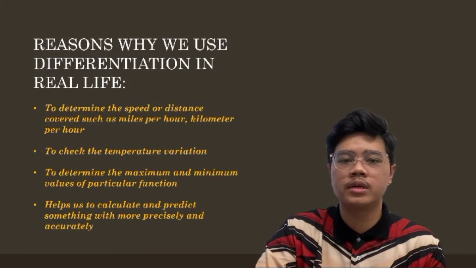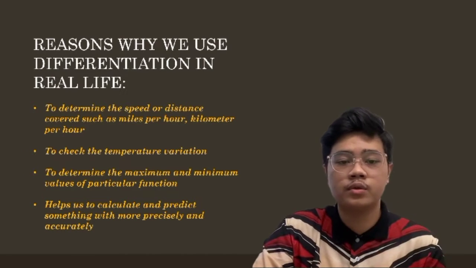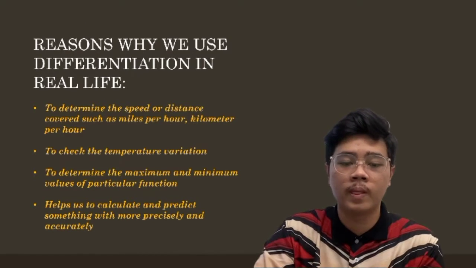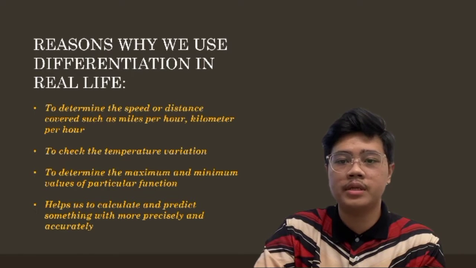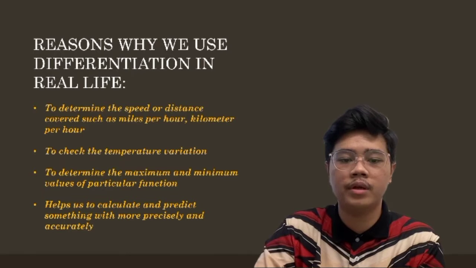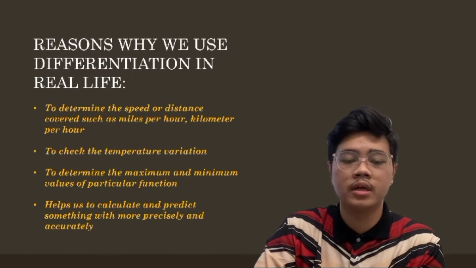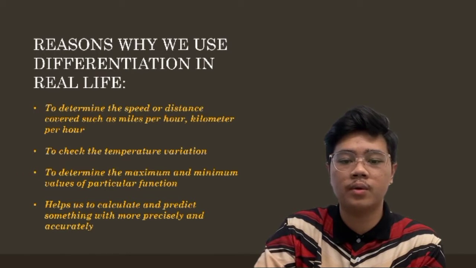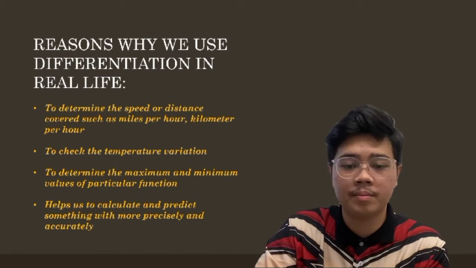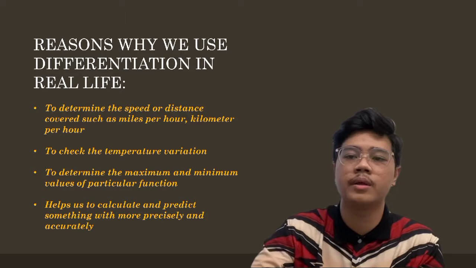Reason why we use differentiation in real life. First, to determine the speed or distance covered, such as miles per hour, kilometer per hour. Second, to check the temperature variations. Third, to determine the maximum and minimum values of particular functions. And last, to help us calculate and predict something more precisely and accurately.